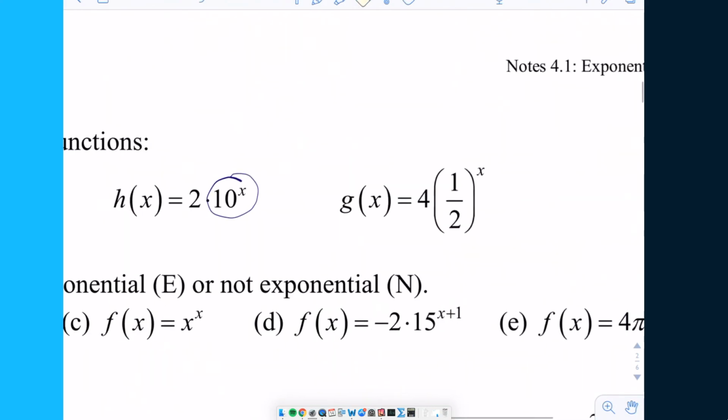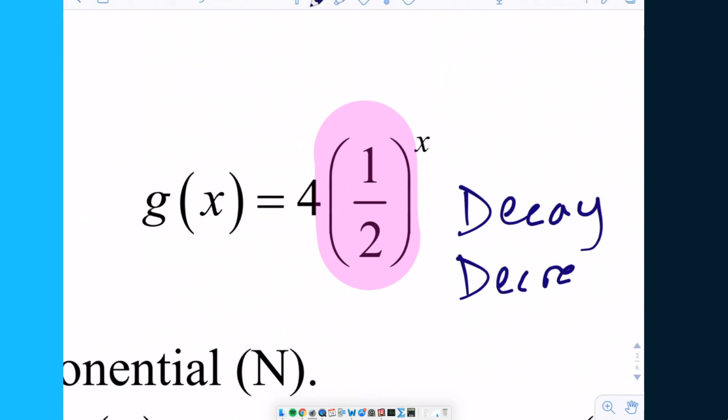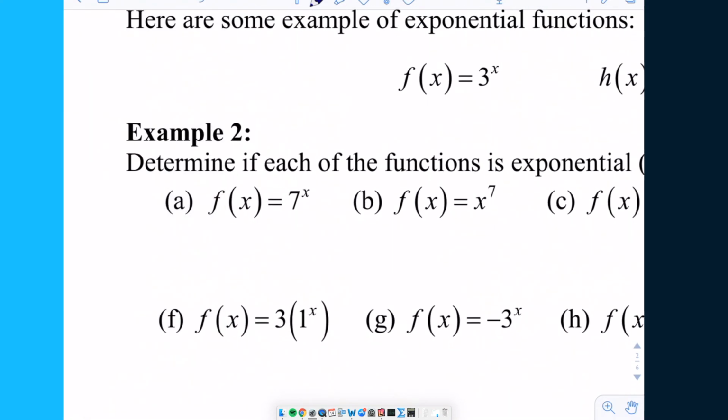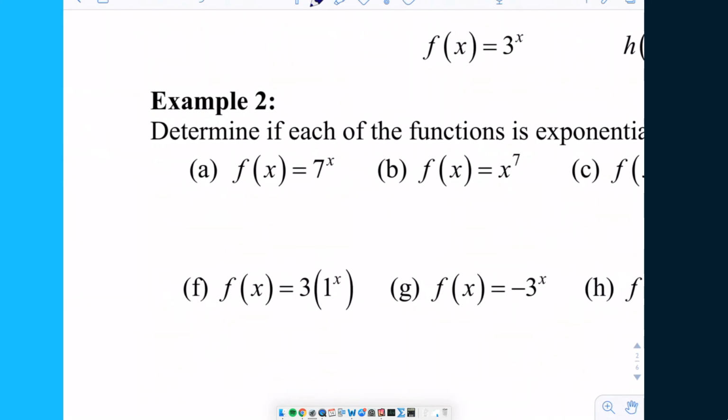Good. Here's another one. 4 times the quantity 1/2 to the x. What's the base? 1/2. So this would be exponential decay because it's decreasing from left to right. And the y-intercept is what? 4. Good. All right, so let's go ahead and do what we did for polynomials. We're going to determine if each one is exponential, e, or not exponential, n.